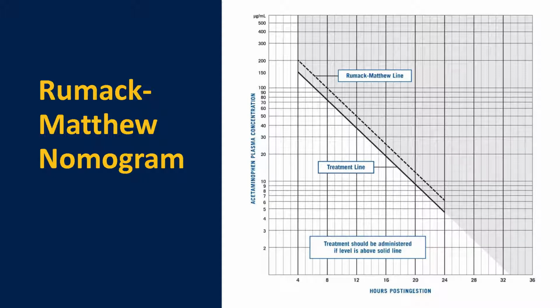So this nomogram is really what needs to be followed to figure out when to treat somebody, and it is important that we wait at least 4 hours. These marks on here follow 4, 8, 12, 16 hours, and that's just because it's going along with the half-life of 4 hours for acetaminophen.